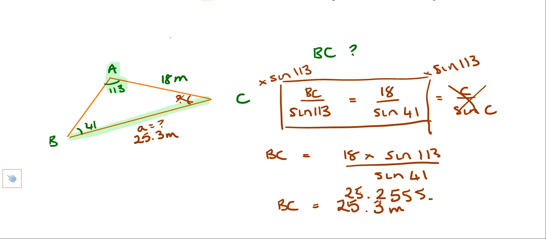25.2555. Okay. Well, when I round to 3 significant figures, I want this one and this one, so I get rid of the rest. Does this round me up or not? It does. So 25.3. Yeah? So 3 significant figures. I check the triangle, and does it make sense? 25.3 compared to the 18 that I've already got. Yeah, makes some sense. Okay, so that's how I use the sine rule.